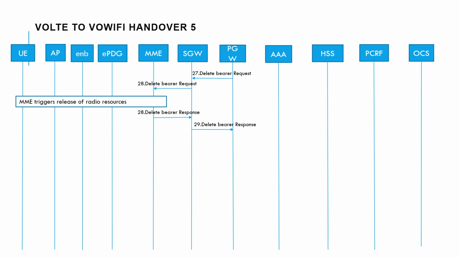So after the dedicated bearer has been created on the WLAN, now we need to delete the bearer from the LTE side. So for this particular purpose, the P gateway initiates a delete bearer request, and this delete bearer request goes to the S gateway from the P gateway, and the S gateway tells the MME that we have to delete the bearer and all the associated information with this bearer. Now the MME has to release the radio resources, since there was a radio bearer also that was formed from the eNode B up till the UE.